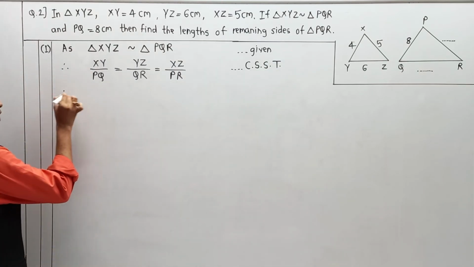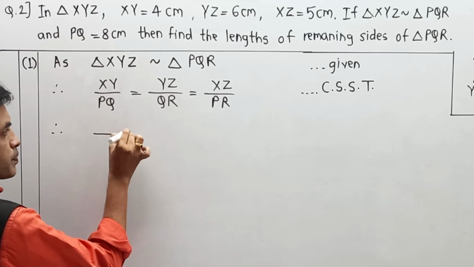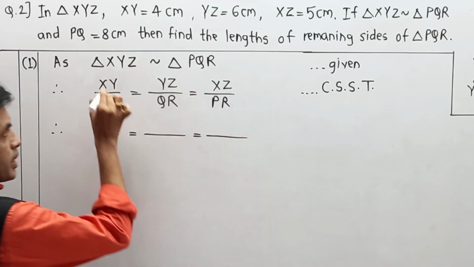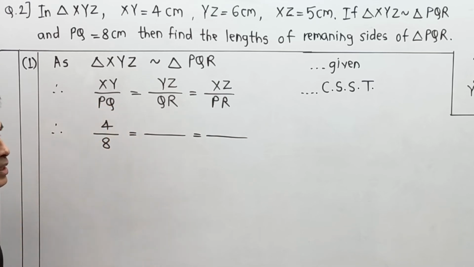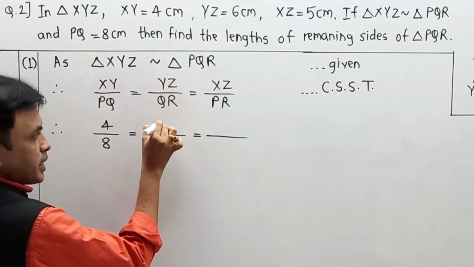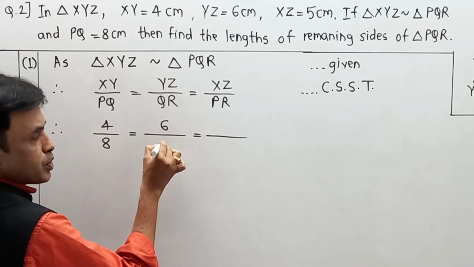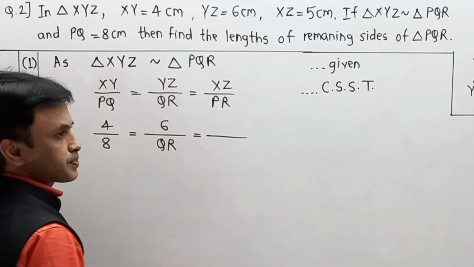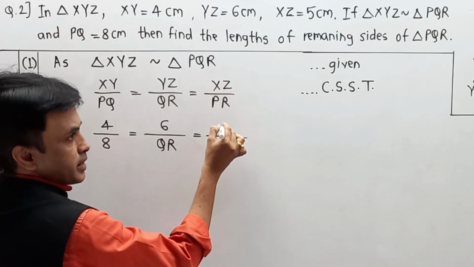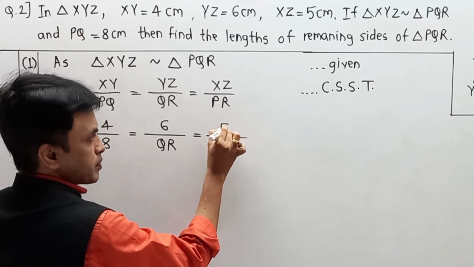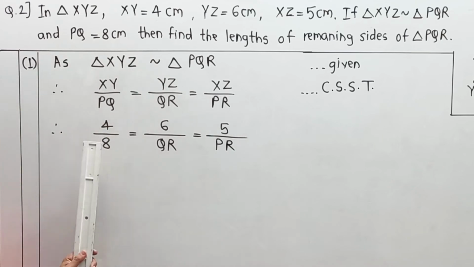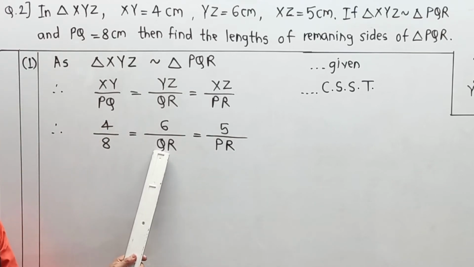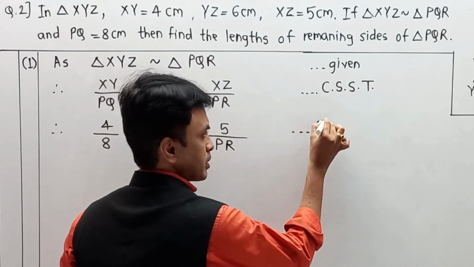Now putting the values over here, XY upon PQ, so XY is 4 upon PQ is 8, is equal to YZ, that is 6 upon QR, so QR is unknown for us, and XZ is 5 upon PR, which we are supposed to find. In this way, we are ready with at least the general equation. The unknowns are QR and PR. I am going to give it as equation number 1.